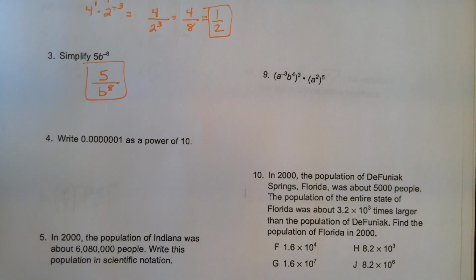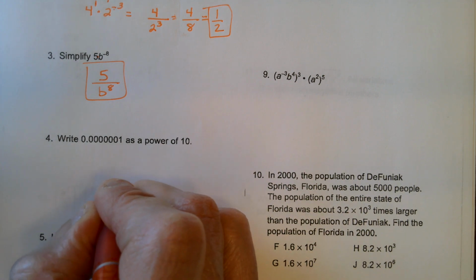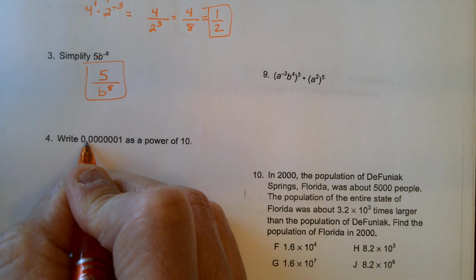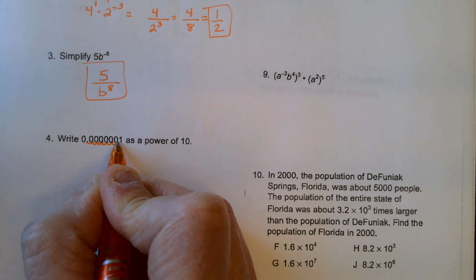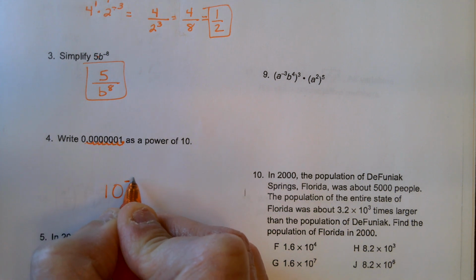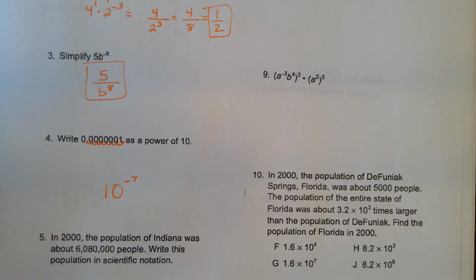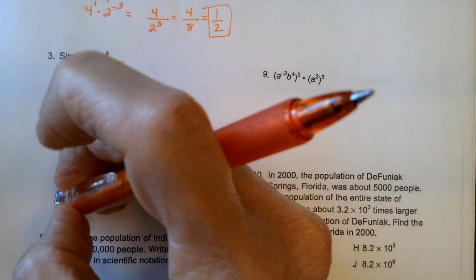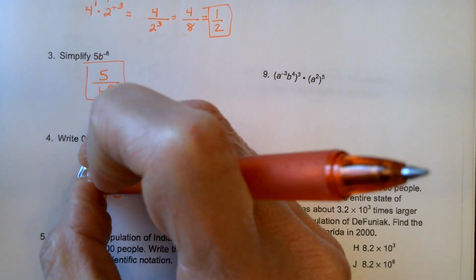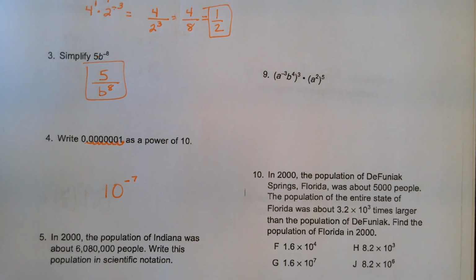All right, number 4, power of 10. Okay, I've got to slide until I get the number 1. So I'm going to have 10 raised to something. Let's find out. 1, 2, 3, 4, 5, 6, and 7. 10 to the -7. It did not say write it as scientific notation. If you did, it would have been 1 times 10 to the -7. But it's just 10 to the -7.